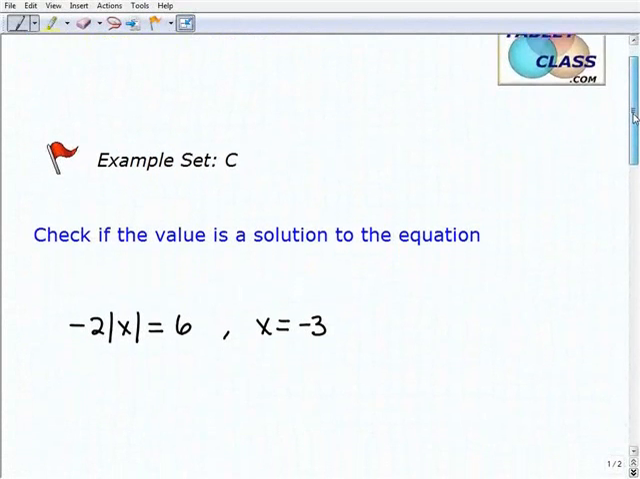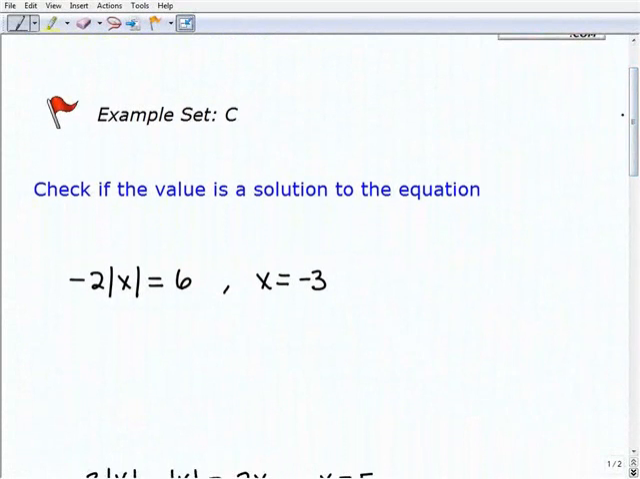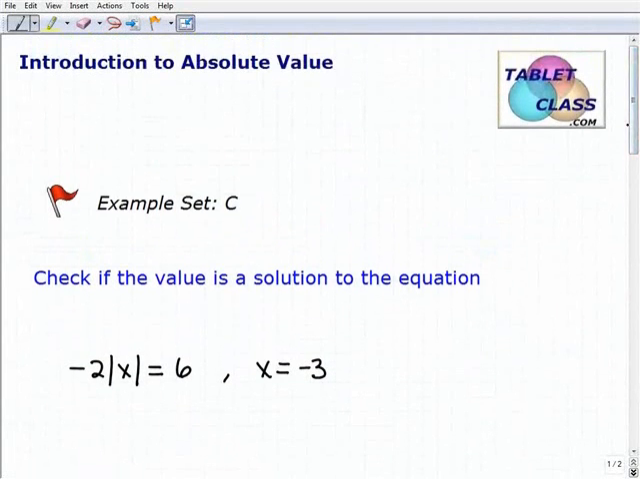And what we're going to do in this particular video is check to see if a value is a solution to an equation. Now, all these equations that we're going to be looking at involve the absolute value function. So that's where the absolute value part of our exercise comes in.